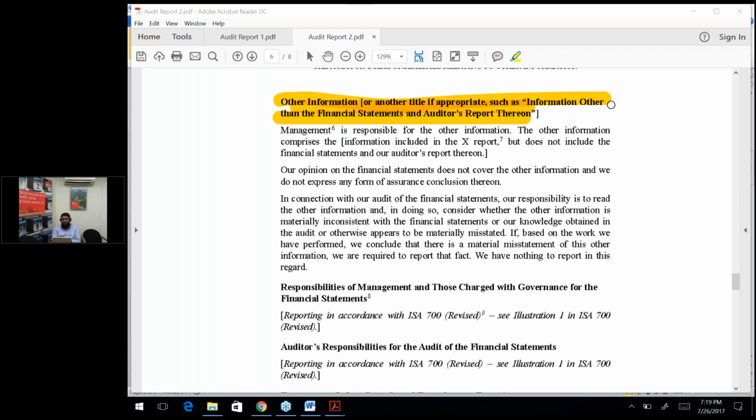If they agree, then good enough. If they don't agree, then the auditor has to reflect them here in this specific section of the report that XYZ other information shows information which is inconsistent with the financial statements. So the auditor can do that. The auditor could simply say that this other information is not correctly presented.